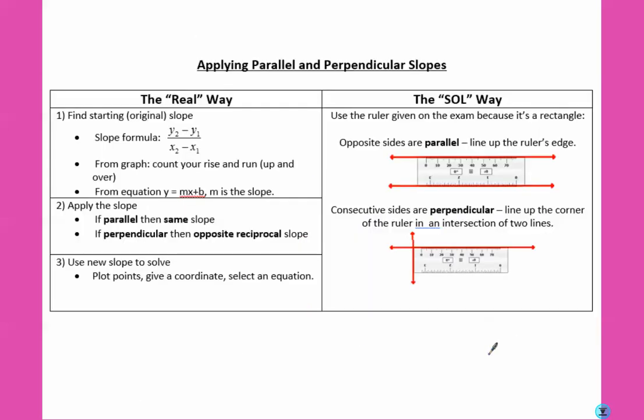The other thing you might have to do with graphs has to do with parallel and perpendicular lines. If you need to find an original slope, you have your slope formula, which is y2 minus y1 over x2 minus x1. If you're going on a graph, you can count your rise and your run, figure out how much you go up and put it over how much you go over. And then if you're using the equation y equals mx plus b, your m is your slope.